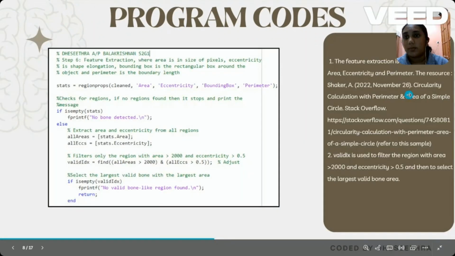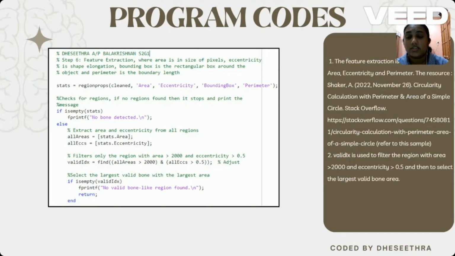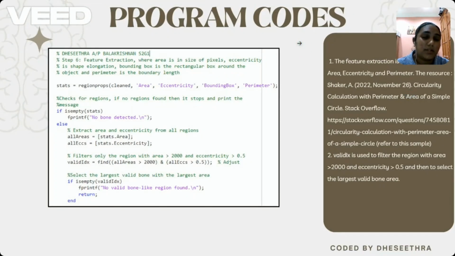Hi, I'm Desitra, and I will be presenting the feature extraction process. The feature extraction is done using the area, eccentricity, and perimeter using regionprops. And then the valid index is used to filter the regions with area bigger than 2000 and eccentricity bigger than 0.5, and then to select the largest valid bone area to detect the most probable bones.